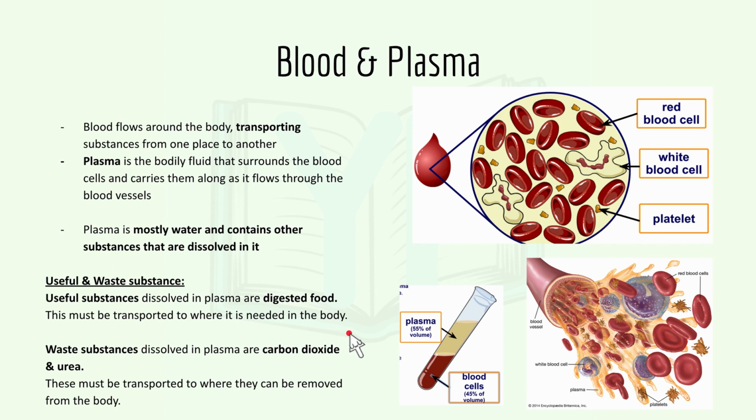Useful substances dissolved in plasma are digested food, and this must be transported to where it is needed in the body. And waste substances dissolved in the plasma are carbon dioxide or urea, and these must be transported to where they can be removed from the body, which is the nephron or the kidney, which we'll look into in the next few topics, coordination and response. So here's plasma over here. You can see red blood cells, white blood cells, platelets, and this tinted yellow one is called plasma.